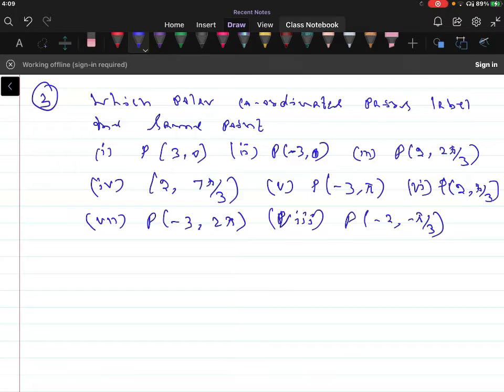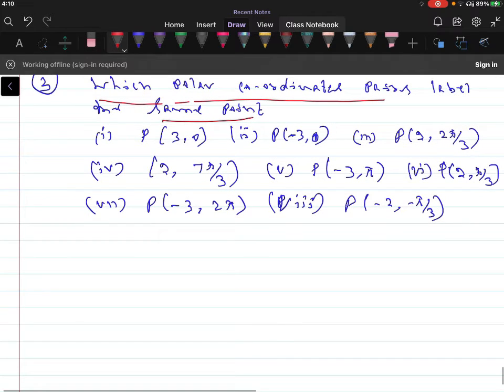So let us take another example. Which polar coordinate pairs label the same point? The first one is P(3, 0), (minus 3, 0), (2, 2 pi by 3), (2, 7 pi by 3), (minus 3, 5), (2, pi by 3), (minus 3, 2 pi), and (minus 2, minus pi by 3).